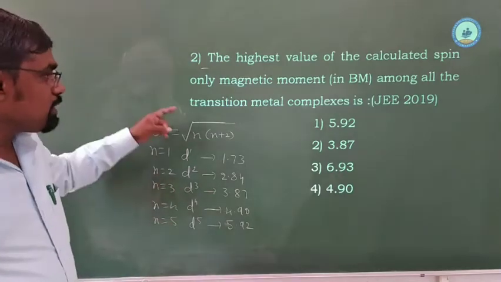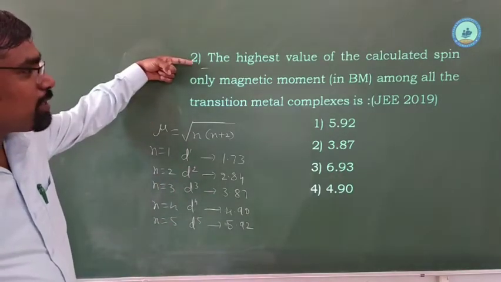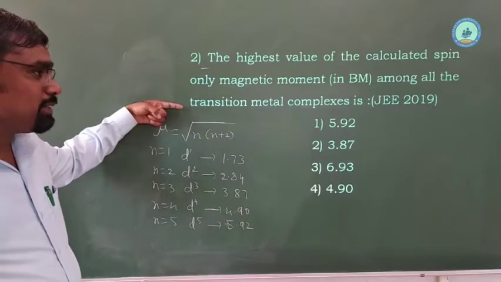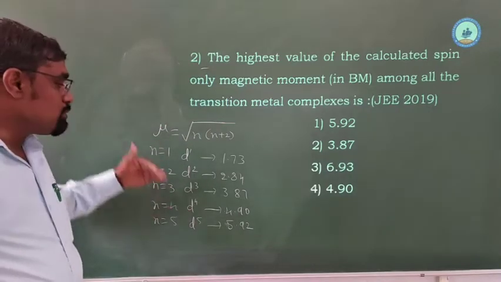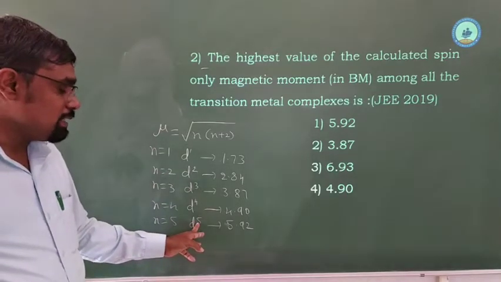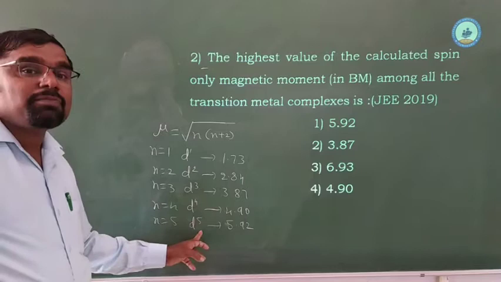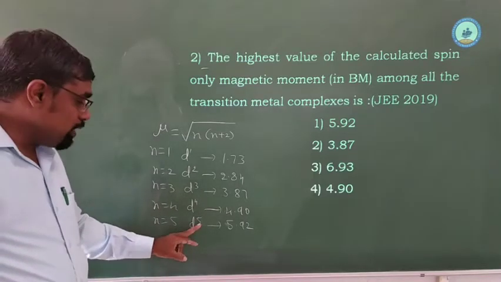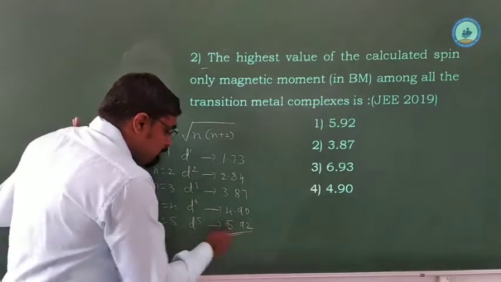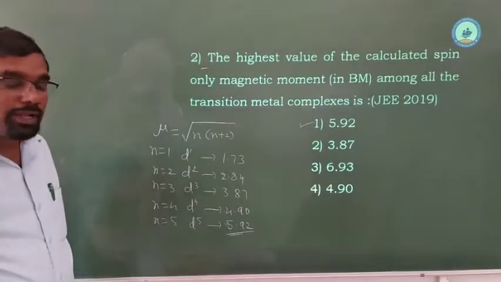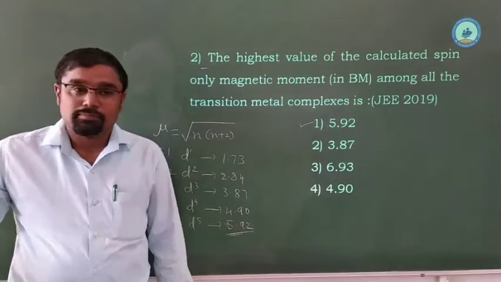Okay, so see that one. The highest value of the calculated spin-only magnetic moment among all the transition metal complexes means 5 unpaired electrons present in the d orbitals. That is the maximum. The maximum unpaired electrons present in the transition elements is 5 only. So the magnetic moment is 5.92, and then the answer is this one. Okay? Good. Next questions.